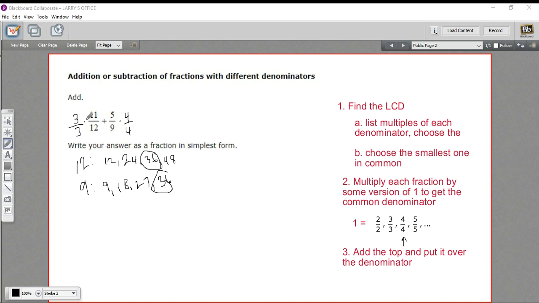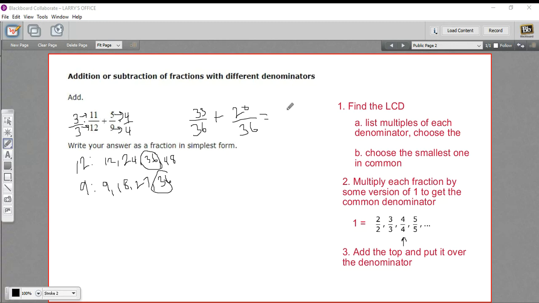When you multiply fractions, you just multiply across the top and across the bottom. So 11/12, well, 3 times 11 is 33, and 3 times 12 is 36. And we'll do the same thing here. 5 times 4 is 20, and 9 times 4 is 36. So 11/12 is the same thing as 33/36. They have the same value. And 5/9 is 20/36. But because we have a common denominator now, we can just add the top.